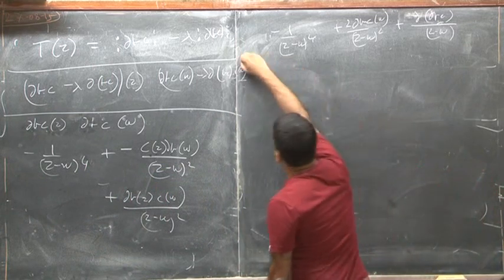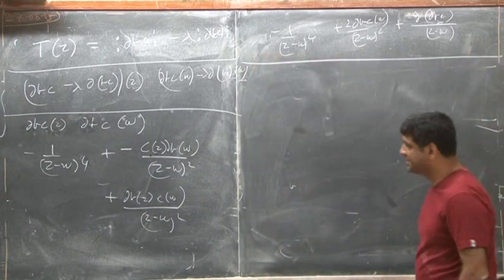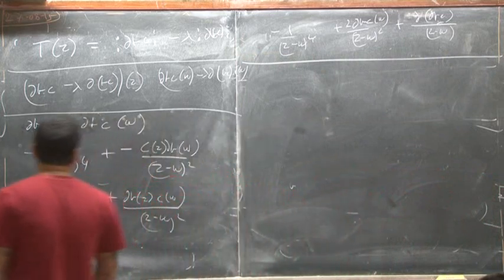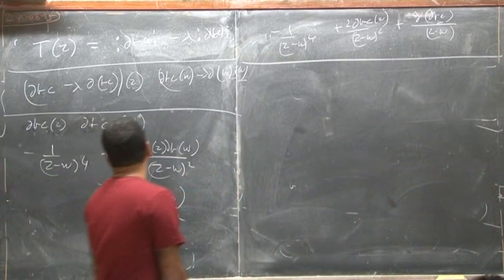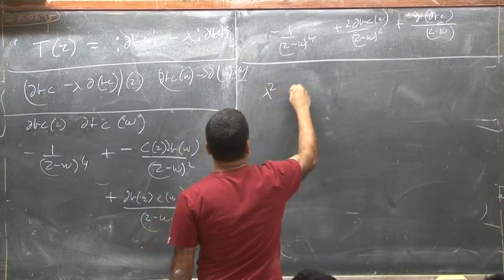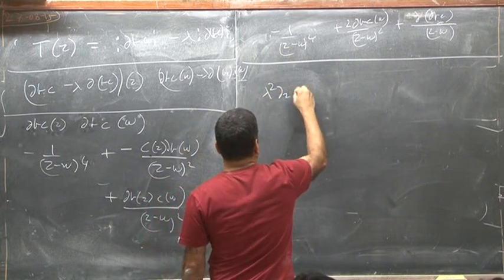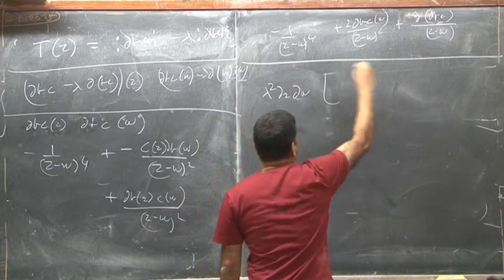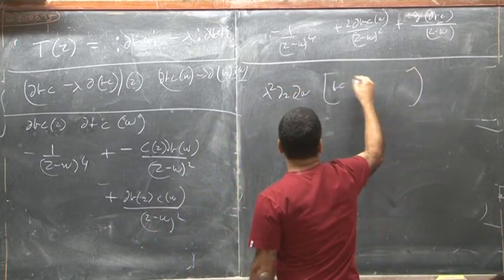Now we need to keep track of the lambda. So first, let's do the lambda square. So the lambda square term is what? It's lambda square del z del w of dc dc.